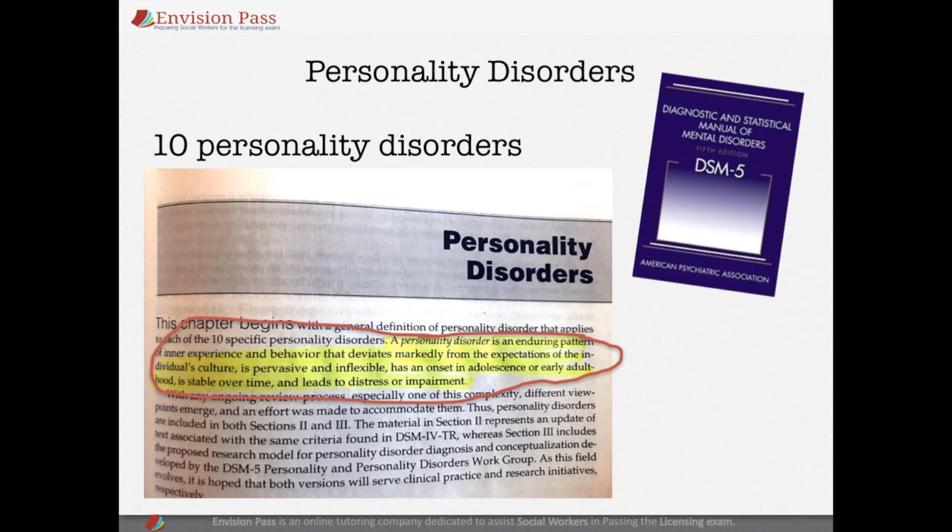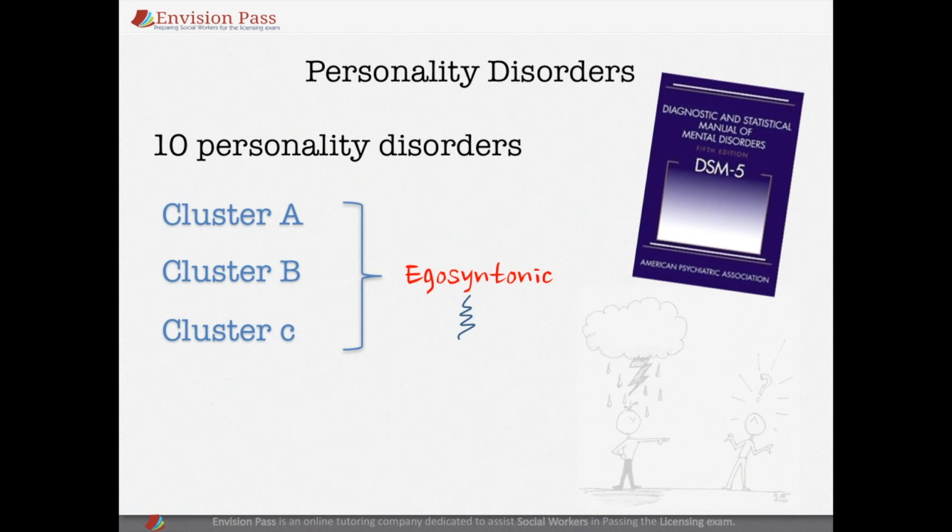In addition, individuals with personality disorders are what's called egosyntonic. Egosyntonic refers to when a person believes that behaviors or feelings are a natural part of who they are. So they do not see themselves as disturbed, and they often fail to seek treatment because they believe that their distress is not caused by their own behavior, but it's likely caused by others. Let's take a look at Cluster A personality disorders.